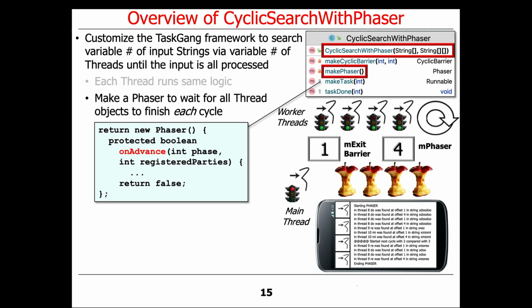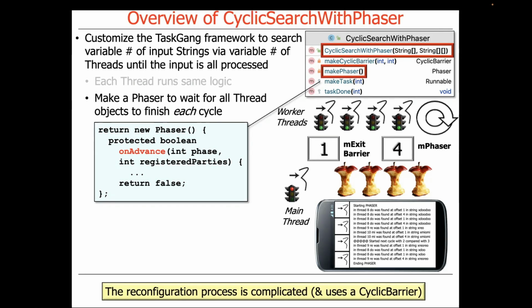We're going to make a Phaser to wait for all thread objects to finish each cycle, and we'll also need to update the Phaser on each cycle using the onAdvance hook method shown here whenever a reconfiguration is required if the number of threads change between the cycle. The reconfiguration process is going to be complicated, and it's going to use a CyclicBarrier to manage reconfiguration. And I'm not going to show it here. We'll talk about it when we look at code.